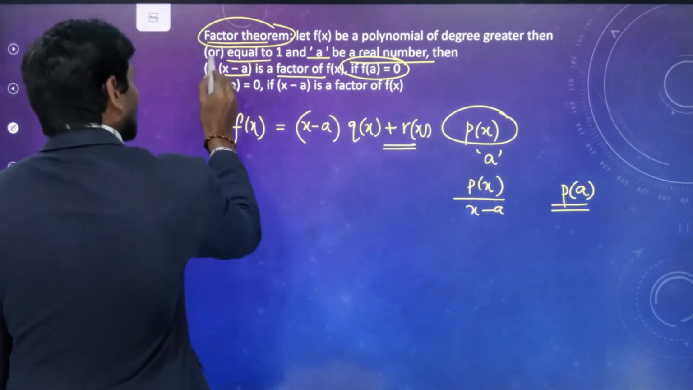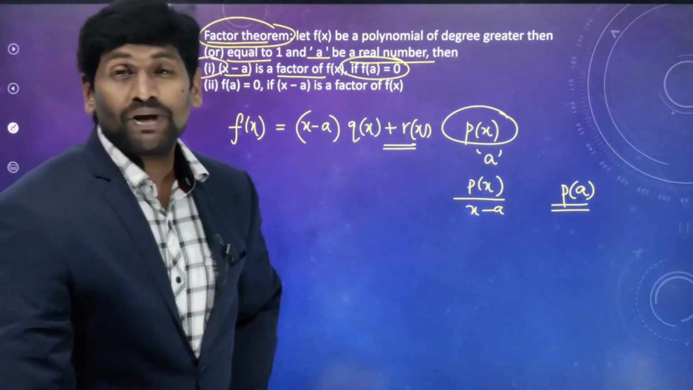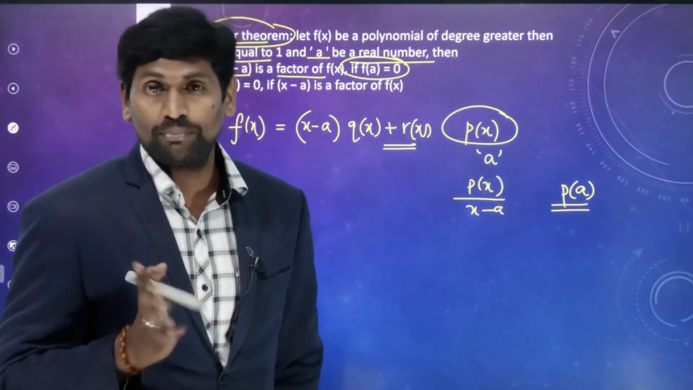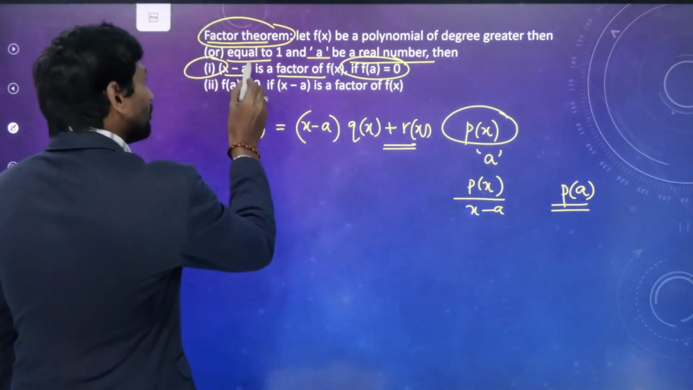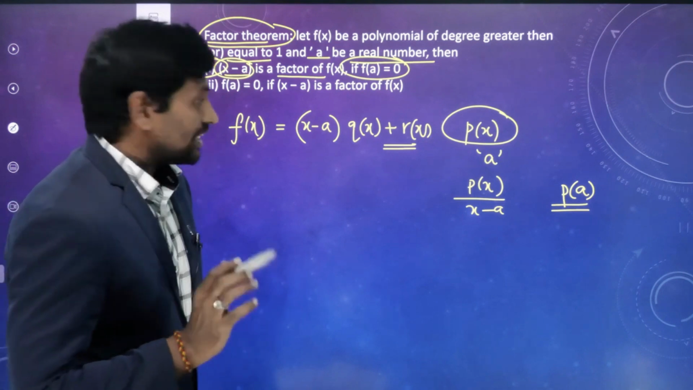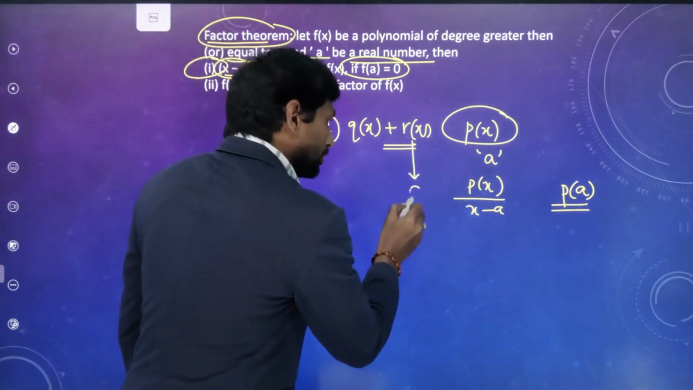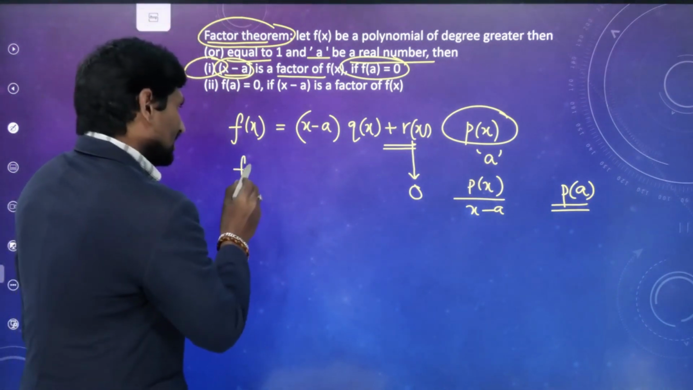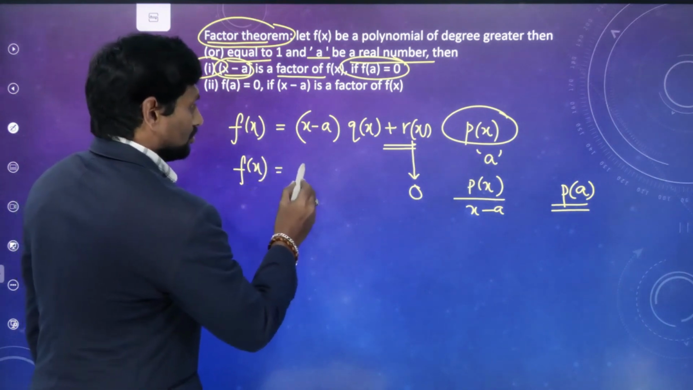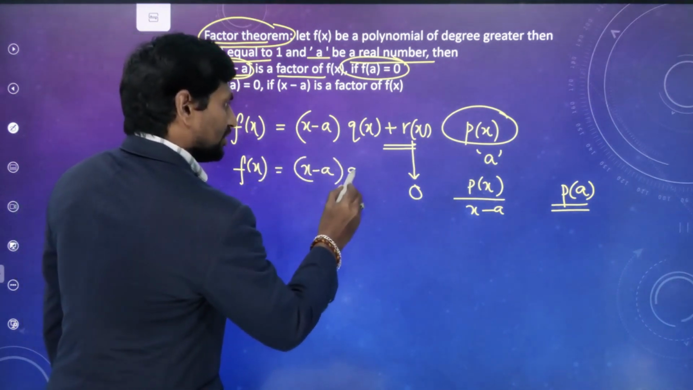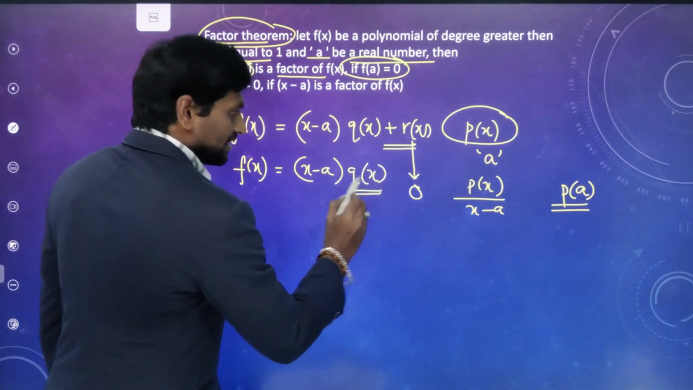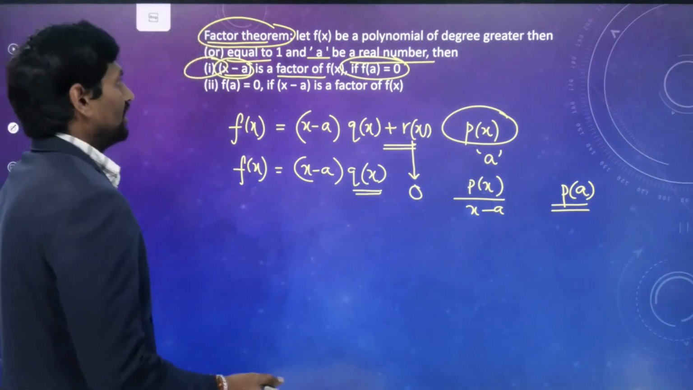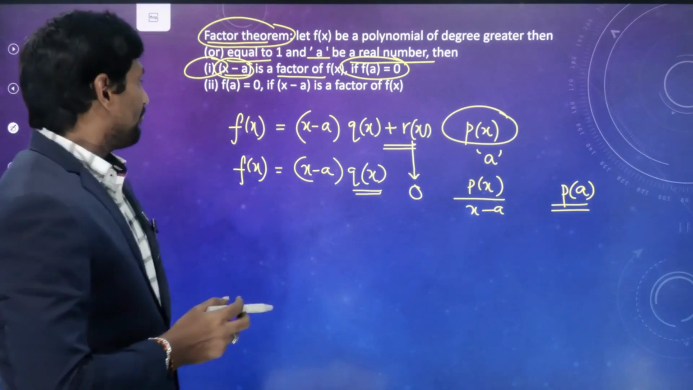From the first case it is given that x minus a is a factor. X minus a is a factor means it exactly divides the polynomial without leaving any remainder. That means the remainder becomes 0. So from this we can say that f of x equals x minus a into q of x. What is q of x here? Q of x means quotient.